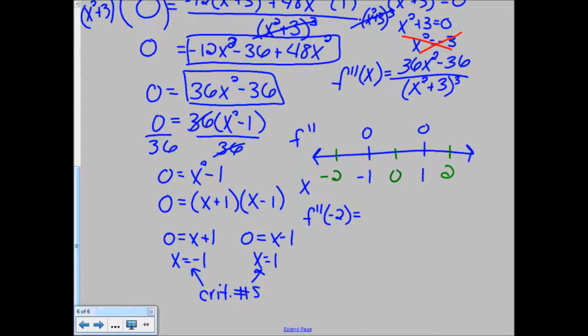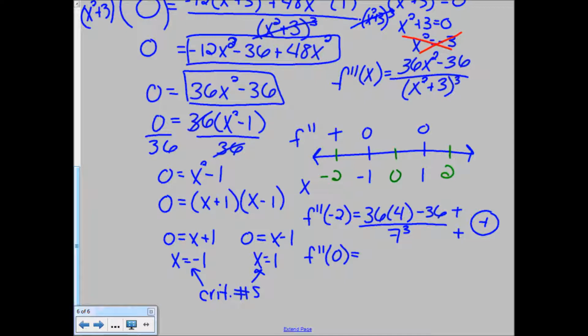Okay, so 36 times negative 2 squared is 36 times 4. Oops. Forgot the 6. So we have 36 times 4 minus 36 all over x squared, so 4 plus 3, so 7 cubed. Well, our bottom is positive, and our top is certainly going to be positive because 36 times 4 is certainly bigger than just a 36, which is going to give us a positive answer at the end. So like I've said before when we were doing the increasing and decreasing intervals, you don't actually always have to find the value of the first or second derivative.